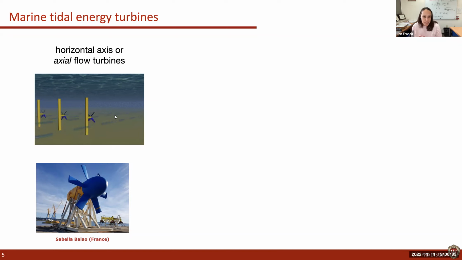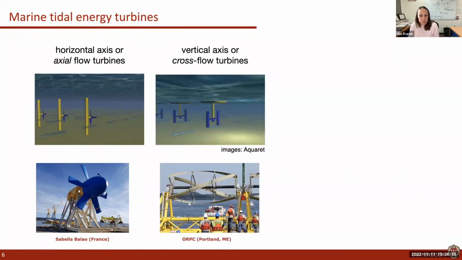So that drives a little bit of the design decisions, but still this style device has been the most popular, likely because it was borrowed from the wind energy design tools. And the Sabella turbine here that you see in the bottom is one of the first that have been successfully connected to the grid and generating power. The second device is a vertical axis or cross-flow turbine.